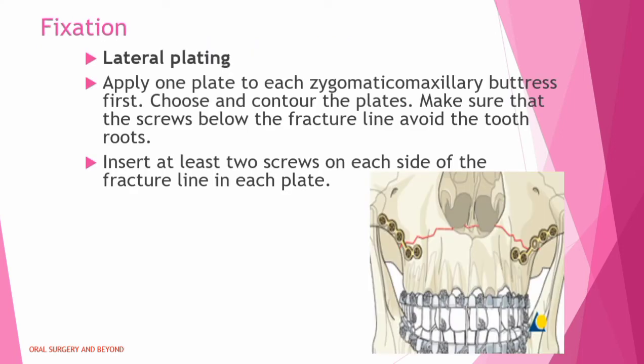Fixation. Mostly we do a rigid fixation with the titanium plates and screws. This part I have already covered in mandibular fracture management. For the maxilla, we use 1.5 or 1 mm titanium plates with 6 or 8 mm long titanium screws.